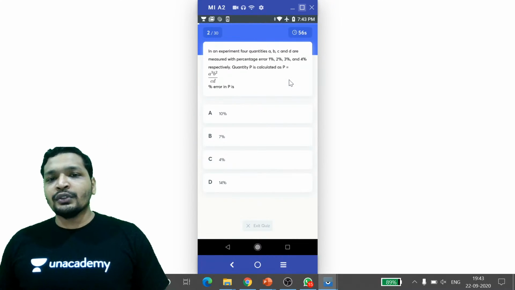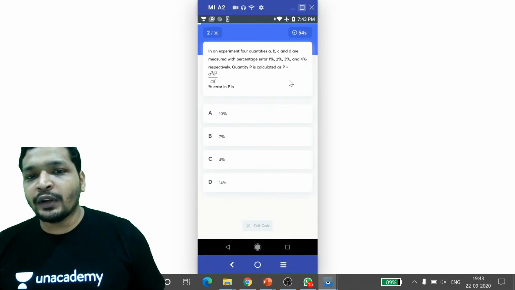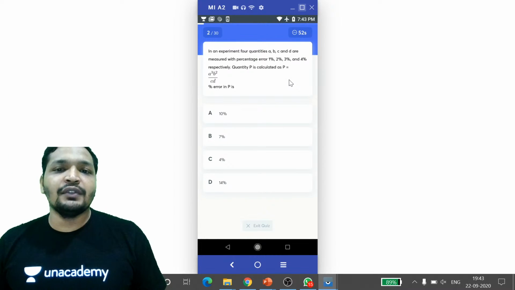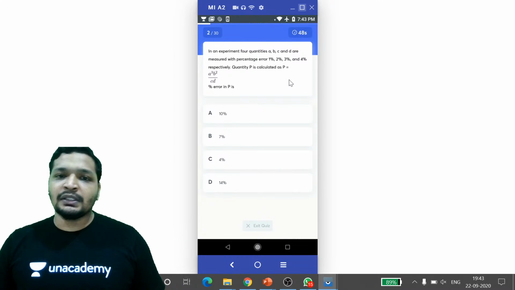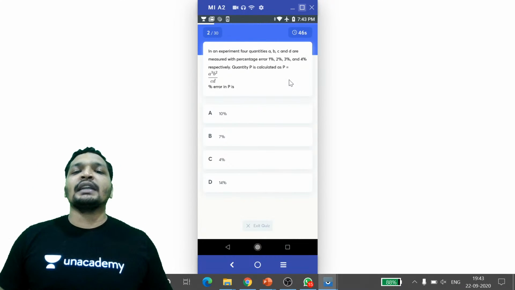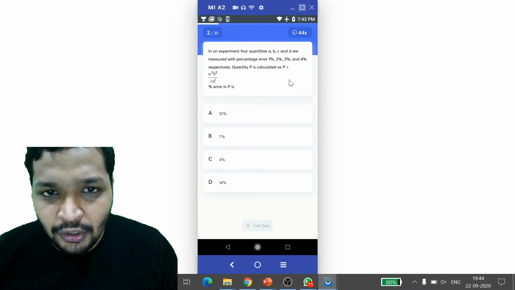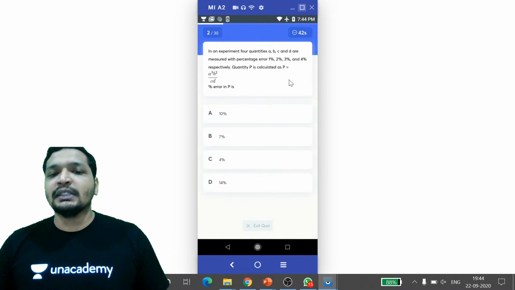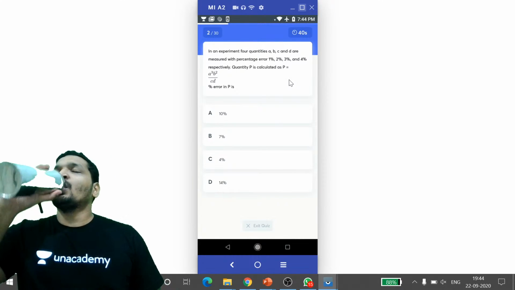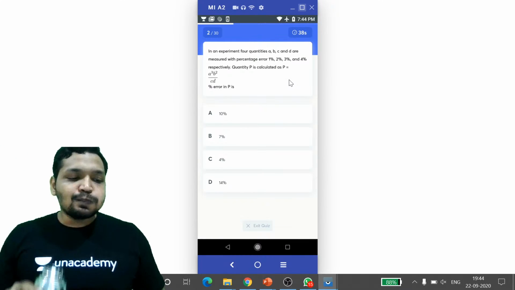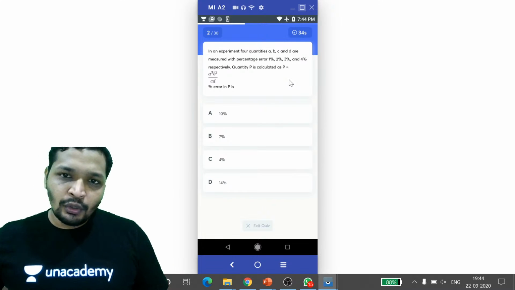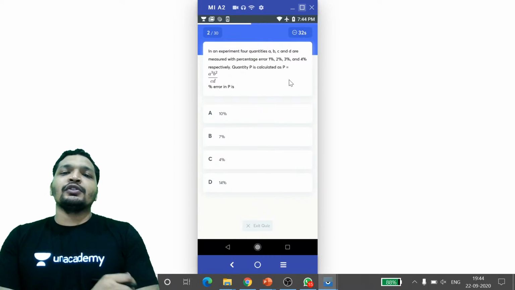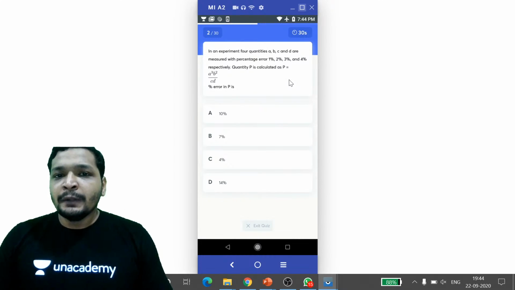And you know how to do this question in an experiment. 4 quantities A, B, C, D are measured with a percentage error: 1%, 2%, 3%, and 4% respectively. Quantity P is calculated as P is equal to A cube into B square divided by CD. We did a very similar problem. Students, I'll give you a hint. If it is possible to solve within that time, I'll be giving you a hint. So how would you do this?